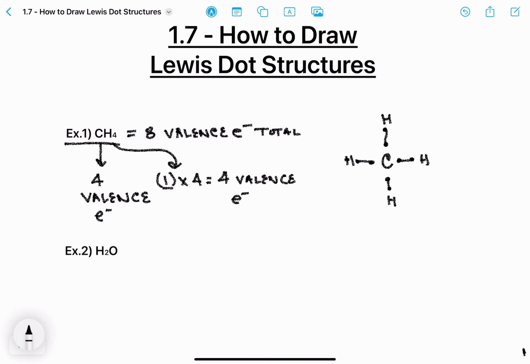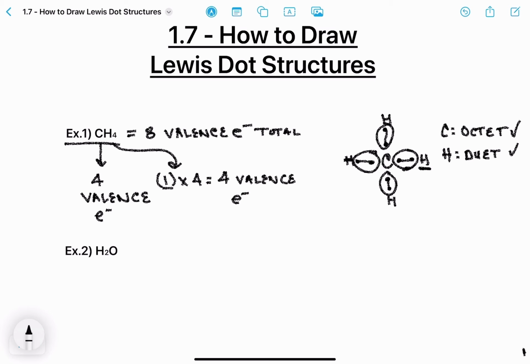Let's check whether everything has the octet or duet that it wants. Does carbon have the octet? We have 2, 4, 6, 8, 2 electrons in each bond. So it did achieve its octet. Now let's look at hydrogen. Hydrogen has 2 electrons in that bond, and hydrogen wants a duet. Did these hydrogens achieve their duet? Yes. Each hydrogen has a bond, and each bond contains 2 electrons. So the hydrogens achieved their duet.